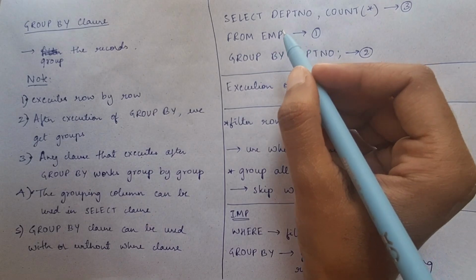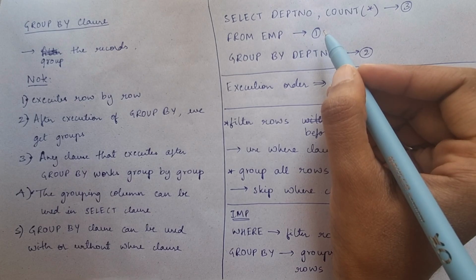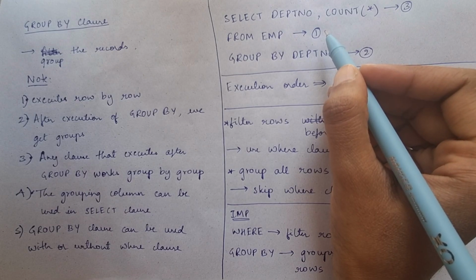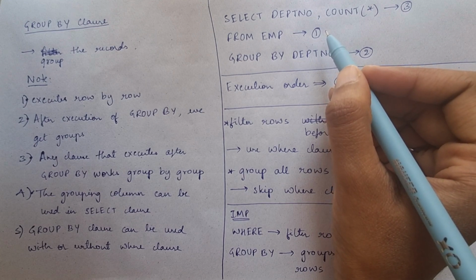For example, select count asterisk will not count rows individually. It will count each group as one unit. So you must remember this, guys. Before group by clause, row wise execution, and after group by clause, group wise execution.